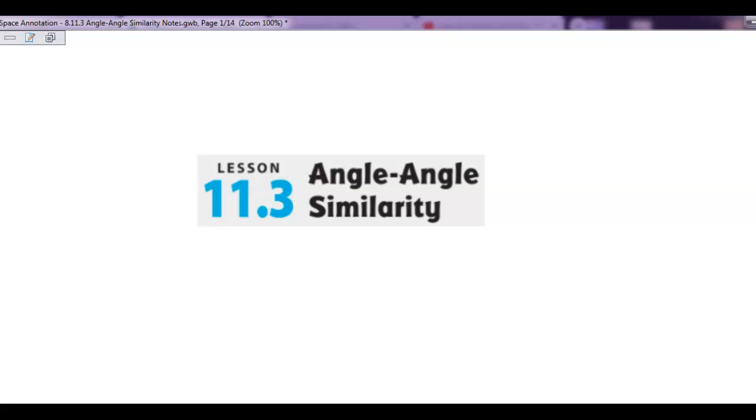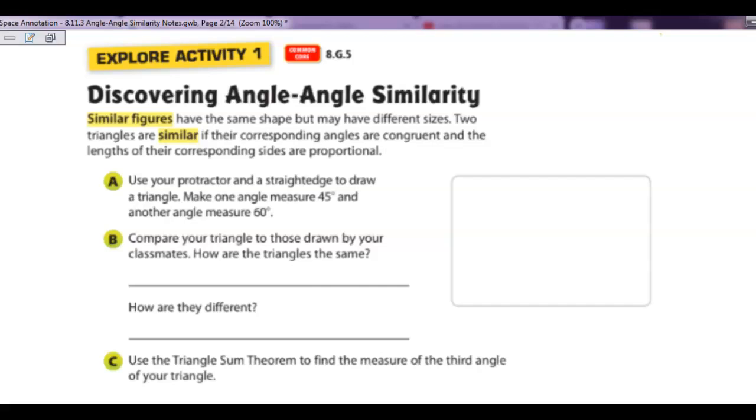You touched on this in 7th grade when we were talking about similar triangles and we compared side lengths. Remember that side lengths had to be proportional, and if they were proportional, then they were similar triangles. It's going to be very similar on this, except we're going to be talking about angles. So similar figures have the same shape, but may have two different sizes. So two triangles are similar when their corresponding angles are congruent, and the lengths of their corresponding sides are proportional. And that proportional is what we were talking about before.